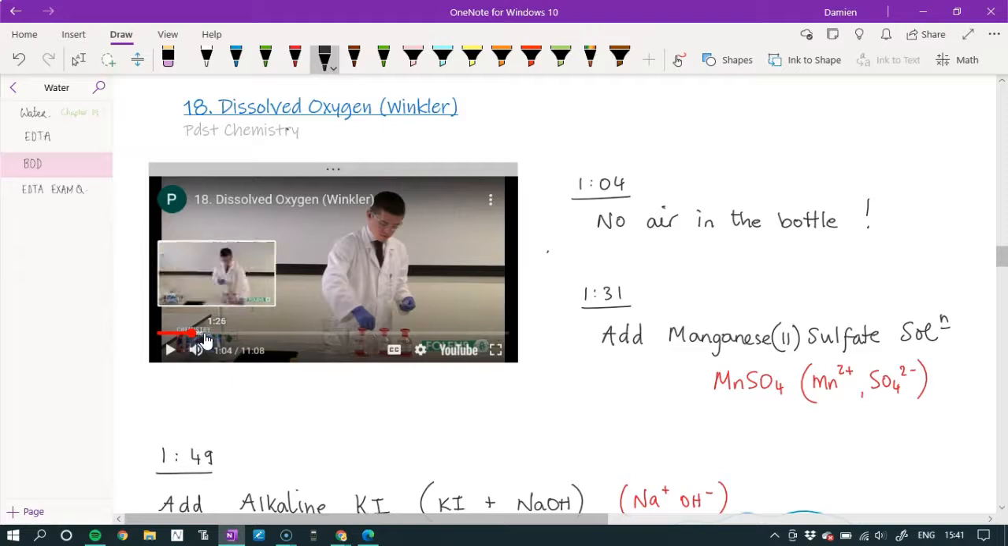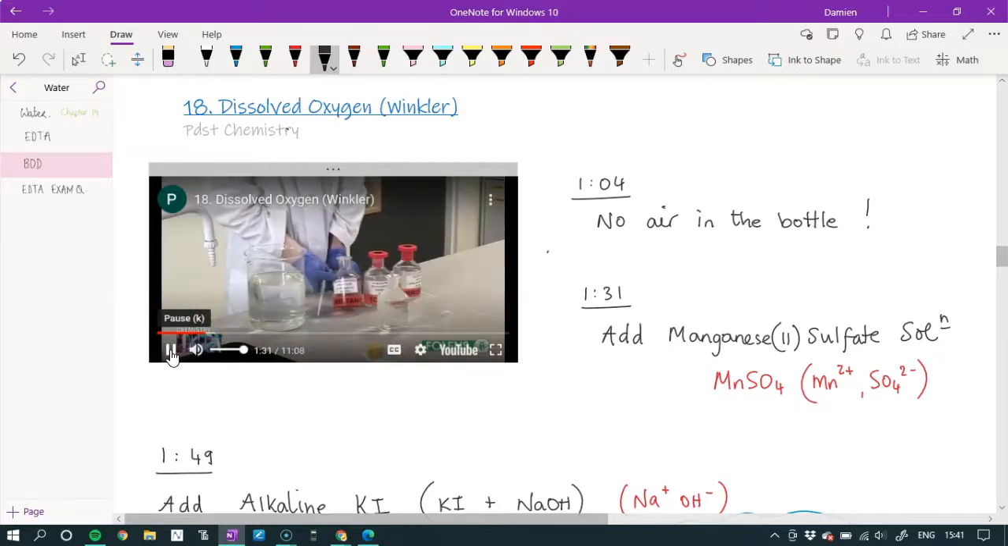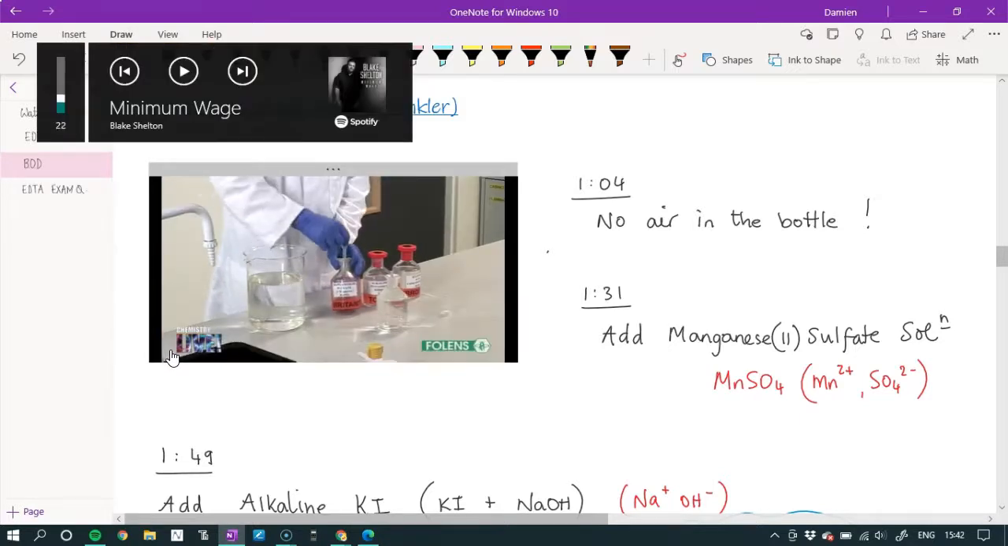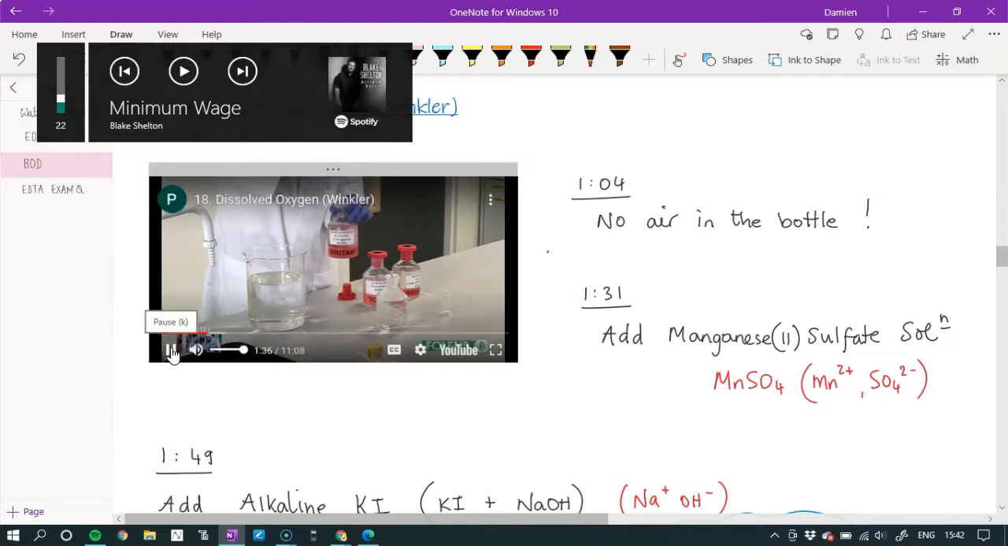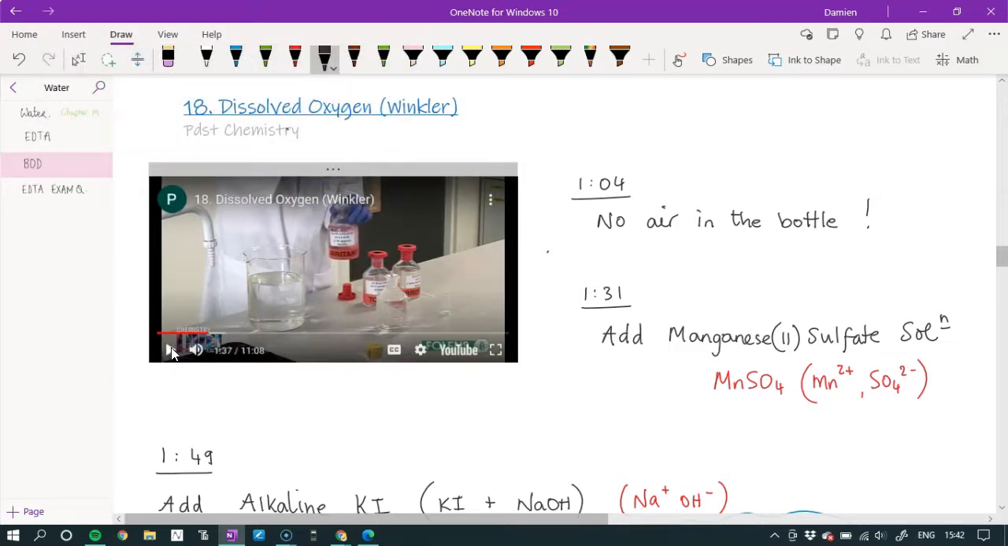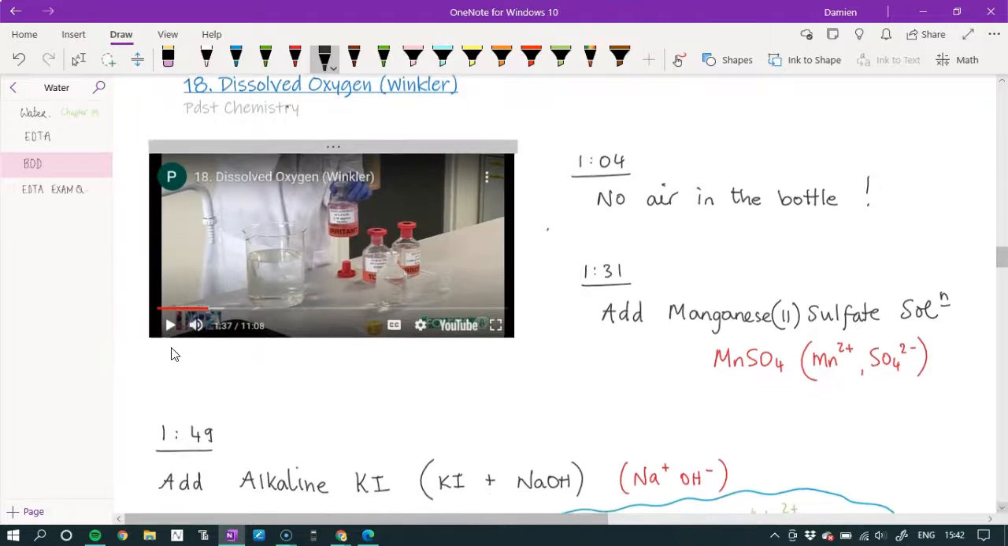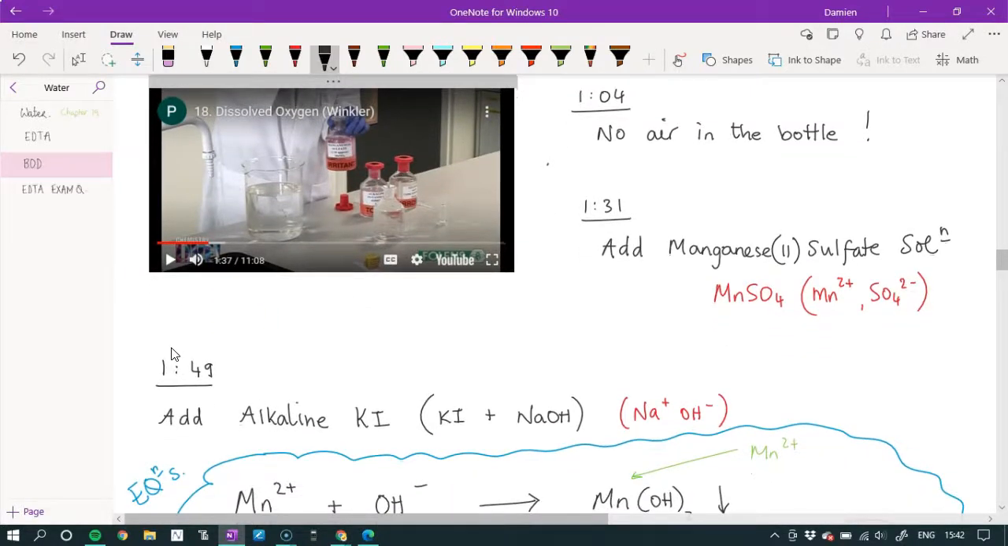The next particular one that we're going to be looking at is 1:31, where we're going to add manganese sulfate solution, and I'll explain why we're doing that now. So why do we add the manganese 2 sulfate solution? First of all, manganese 2 sulfate is MnSO4, and that consists of Mn2+ ion and an SO4 2- ion. So adding manganese sulfate is going to supply us with these ions, the Mn2+ and the SO4 2-. The one we're interested in is the Mn2+.